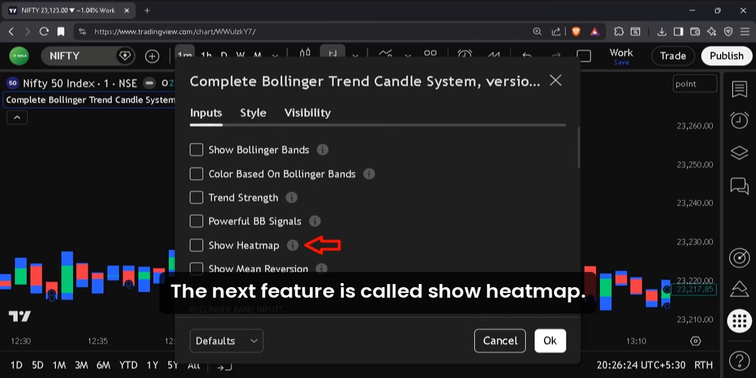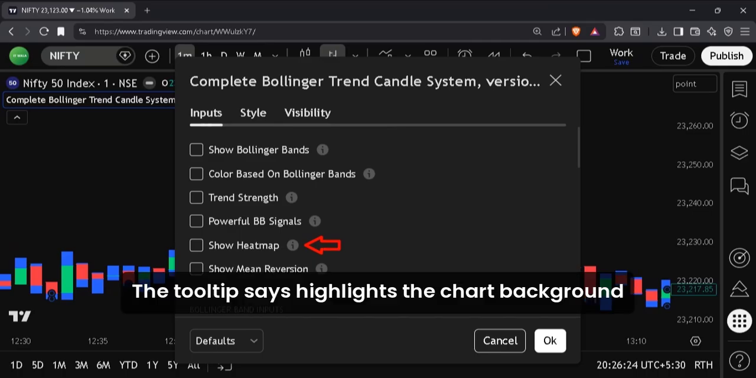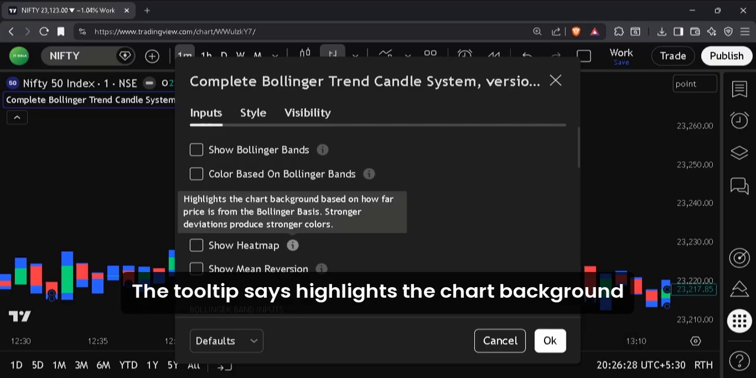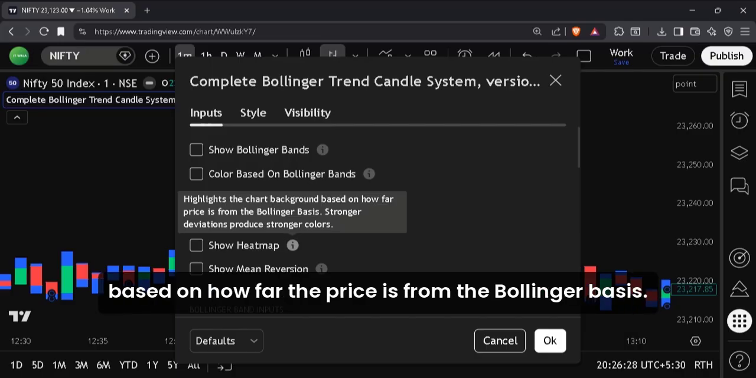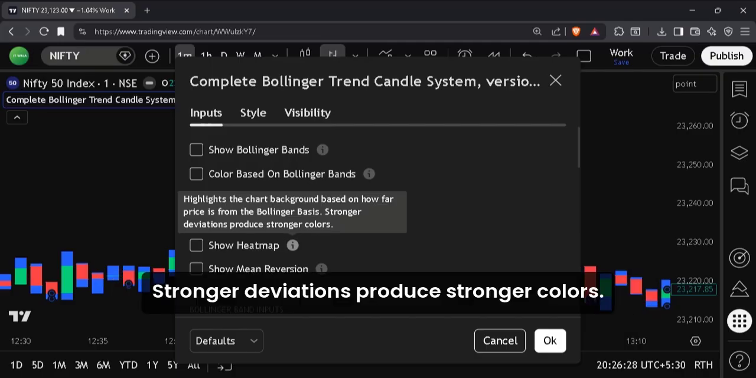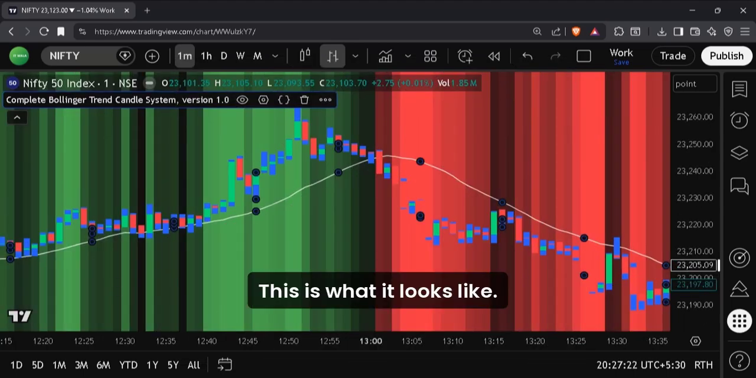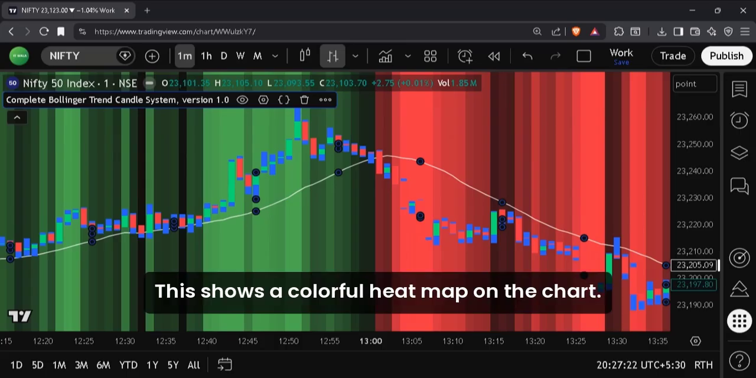OK. The next feature is called Show Heatmap. The tooltip says, highlights the chart background based on how far the price is from the Bollinger basis. Stronger deviations produce stronger colors. This is what it looks like. This shows a colorful heat map on the chart.